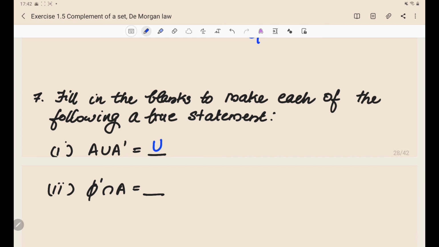Again, phi complement. What is phi complement? You have to remember the law of identity. If you take the complement of the empty set, what would it be? The universal set. So the universal set intersection A is what? A itself. So that's the answer for that.